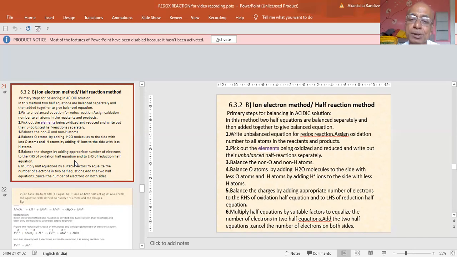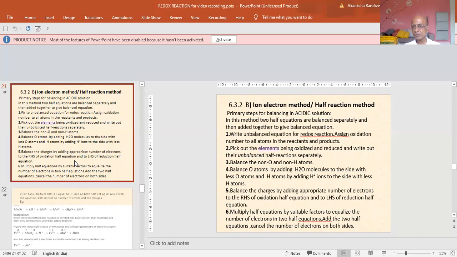Then balance the charges by adding the appropriate number of electrons to the right hand side of the oxidation half reaction and to the left hand side of the reduction half reaction. त्यानंतर सिक्स्थ स्टेप जी आहे, multiply half equations by suitable factors to equalize the number of electrons in the two half equations. Add the two half equations, cancel the electrons on both sides.